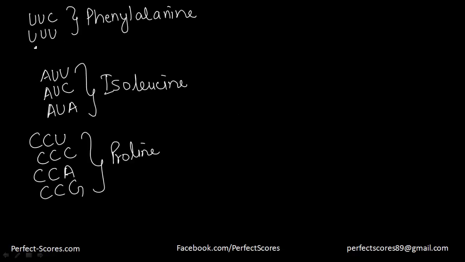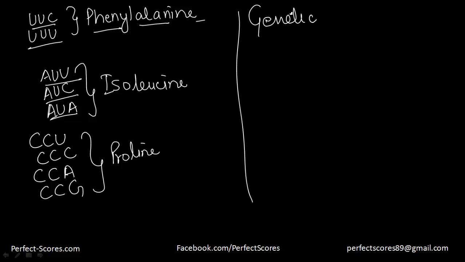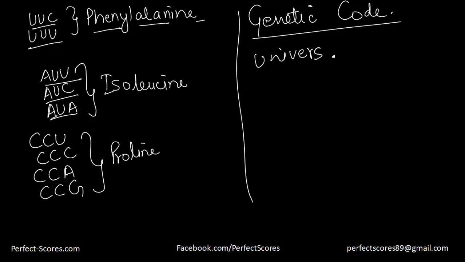If the codon has the pairs in this kind of series, then it's going to be phenylalanine. If there are codons AUU, AUC, or AUA, it will be isoleucine. It's not possible to learn all the amino acids, but there are a few features that you need to know about the genetic code. The genetic code is universal. That means every living thing uses the same code. There are a few rare and minor exceptions, but otherwise it is universal.